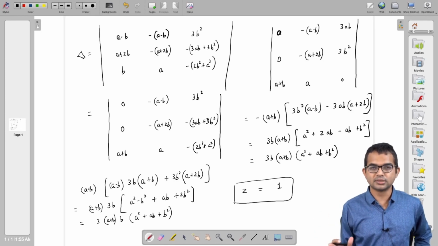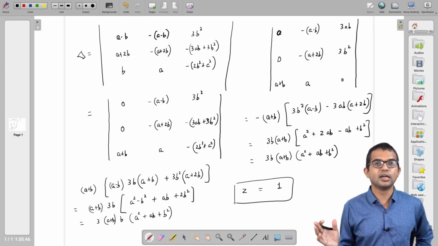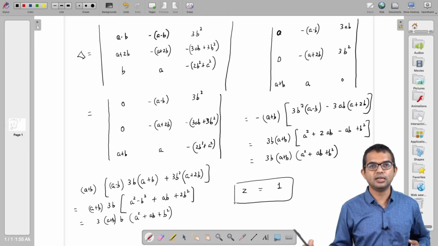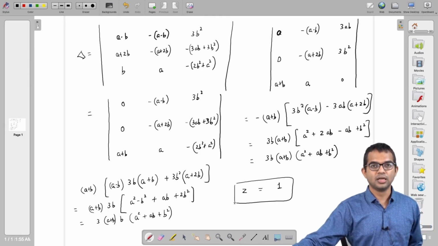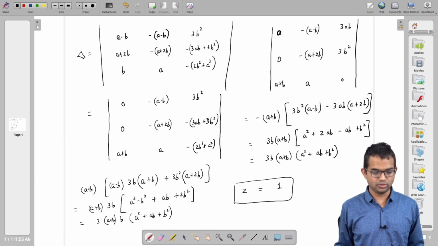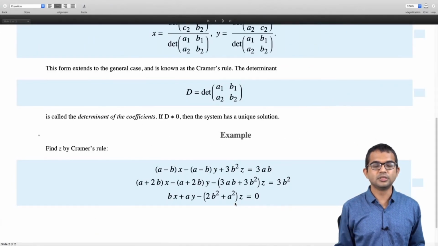It looked like a mess, but there is a way to get to the final answer using determinants, using Cramer's rule. So that was just an example to illustrate how this may play out in a real setup. That's all for this lecture.